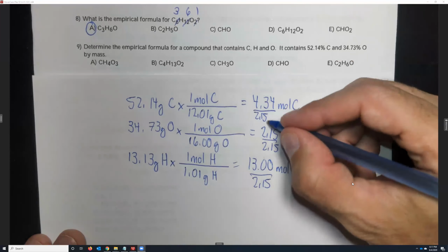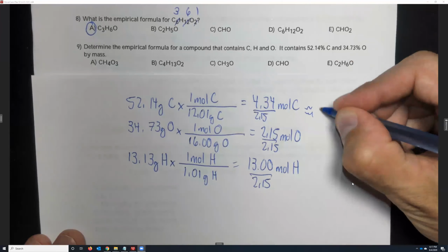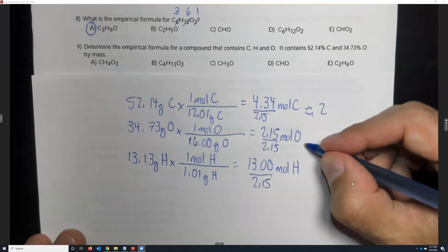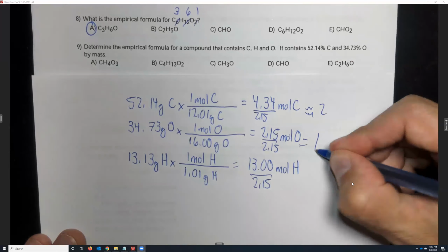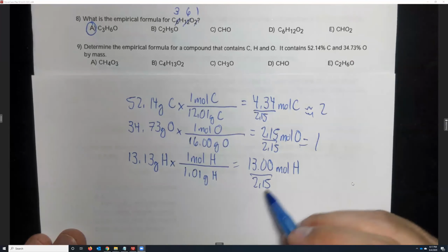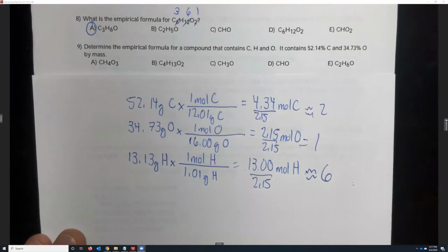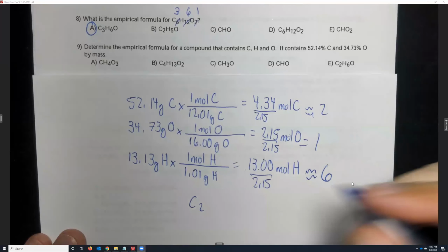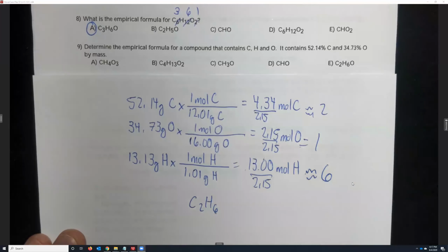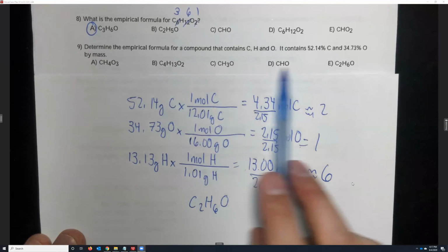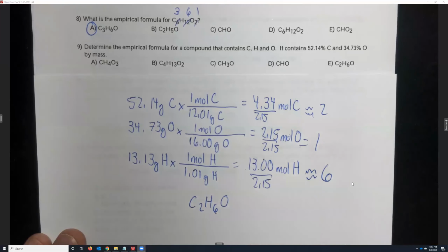When I divide this one by 2.15, I get approximately 2. When I divide this one by 2.15, I get exactly 1, right? Because they're the same number. And when I divide this one by 2.15, I get approximately 6. So my empirical formula here is C2H6O. All right, and they're all in order: carbon, hydrogen, and oxygen. So you don't need to know the order of the atoms, but that is choice letter E.